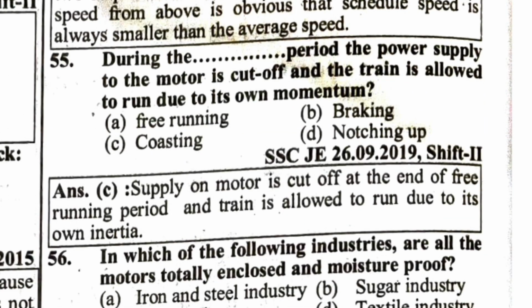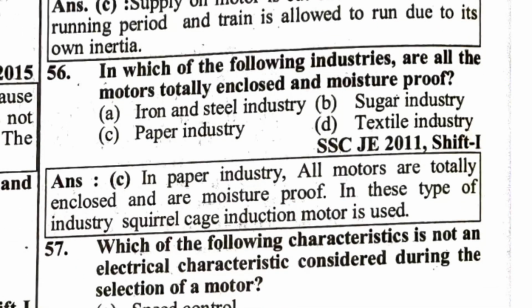During the coasting period, the power supply to the motor is cut off and the train is allowed to run due to its own momentum. In which of the following industries are all the motors totally enclosed and moisture proof? Paper industry.